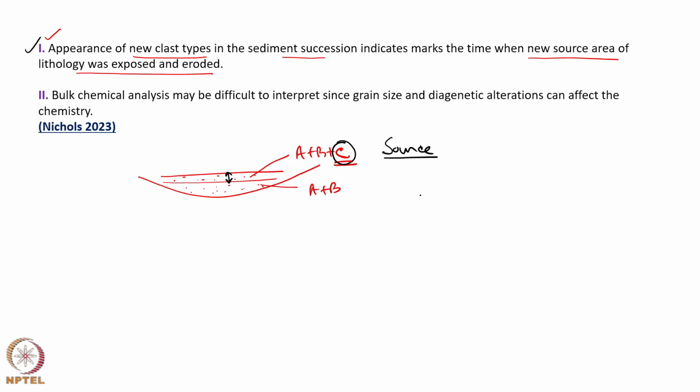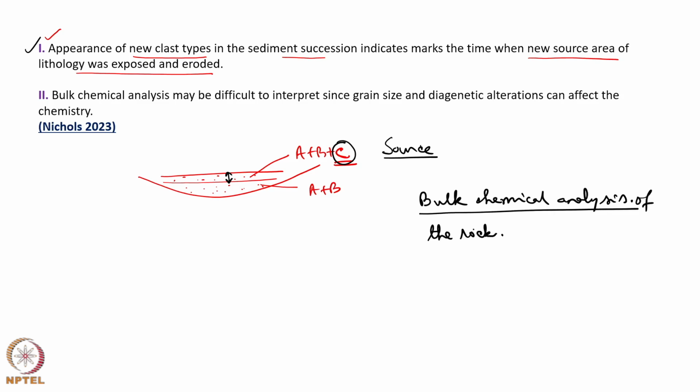When we do the bulk chemical analysis of the rock, that means it is the analysis of all the minerals present from a representative portion of the rock, not just specific minerals, then this data can become difficult to interpret. The reason is that grain size can become an issue, and more importantly, the diagenetic alterations can become severe.